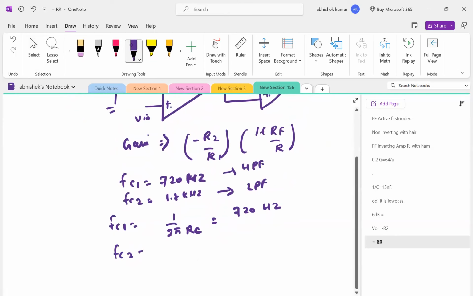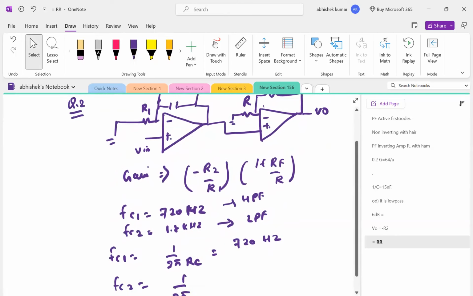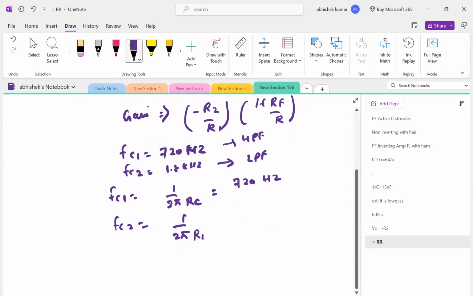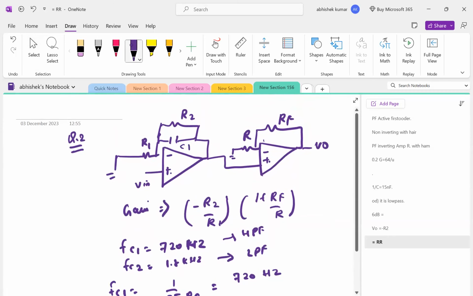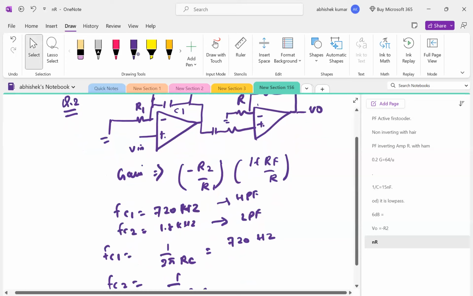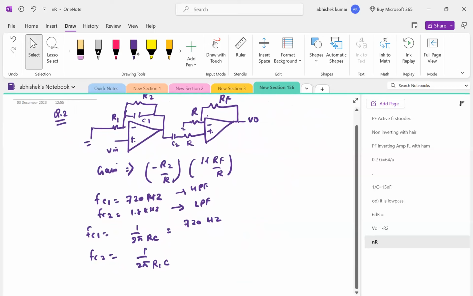And your FC2 is 1 by 2 pi R1 into C1. Let's give its name C1 and C. Have I made a mistake? Yeah, I made a mistake. This is not the circuit. It will be a C1 and a resistor will be there. This is C2, this is again R. This will be R into C2. That will be 1.8 kilohertz.